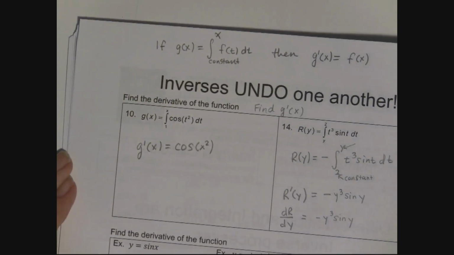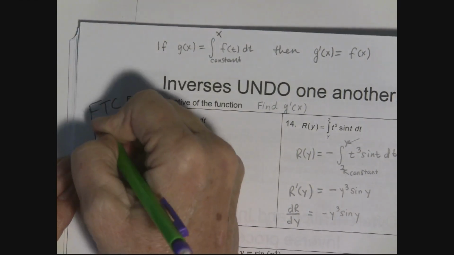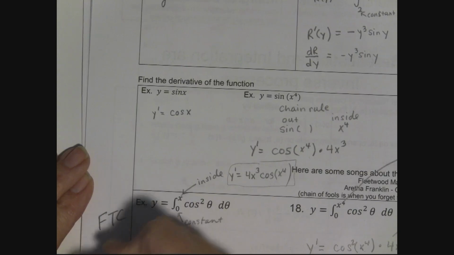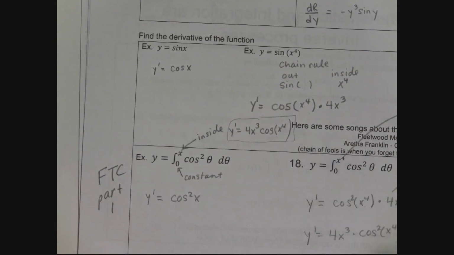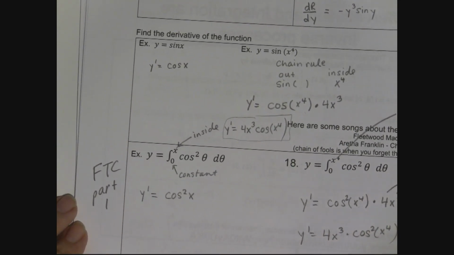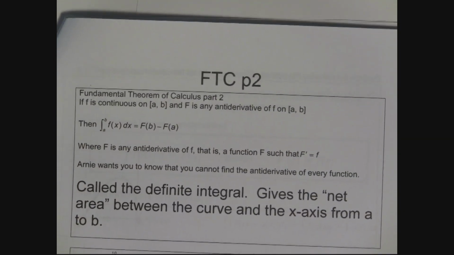So what we were doing over here was the fundamental theorem of calculus part 1. So this was FTC part 1. These right here were FTC part 1. This one was part 1, and so was this one. This one's the only one that had chain rule in it, and the other examples that I gave you did not. One of them had chain rule and the other 3 did not.